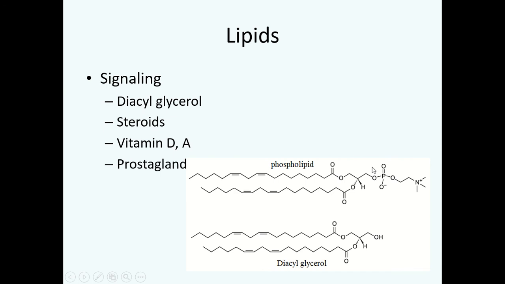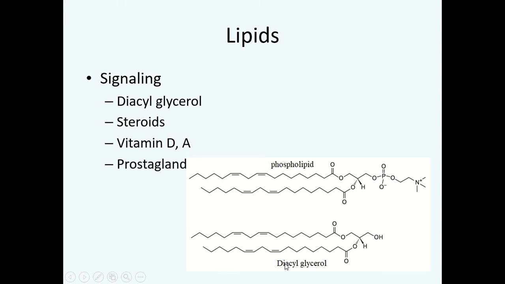So through activation of specific enzymes, the polar head group is removed. The remaining part is called diacylglycerol. One of the ways lipids contribute to signaling is that upon activation of a specific enzyme, the polar head group of the phospholipid is removed. The remaining part of the lipid is called diacylglycerol.